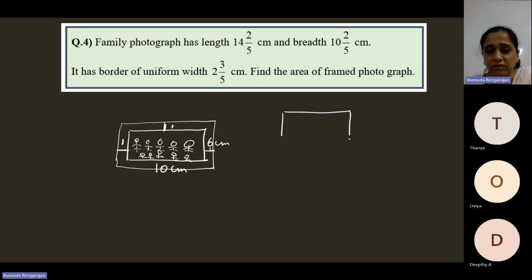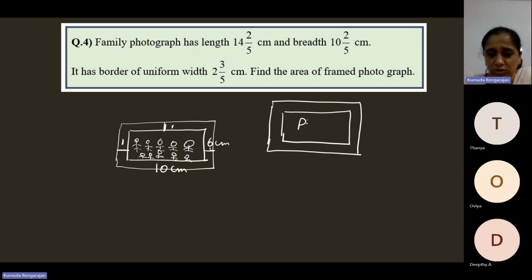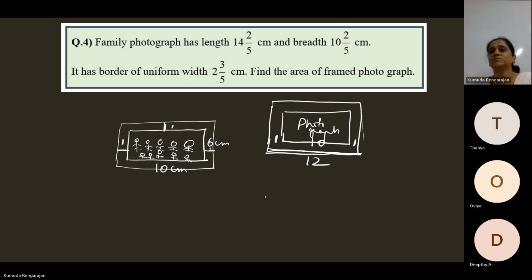This is the photograph, and this is the framed photograph. What is given in the question are the dimensions of the photograph. Now let's find the dimensions of the framed photograph. What will be the length of the framed photograph? It's 10 out here, plus 1 plus 1. So 12, right? Because the frame has a thickness of 1 centimeter on either side.